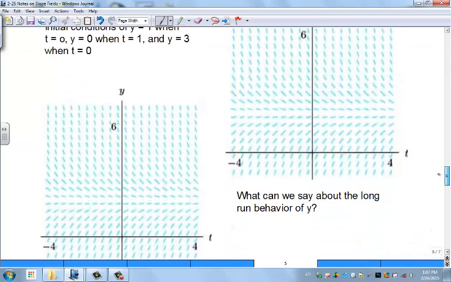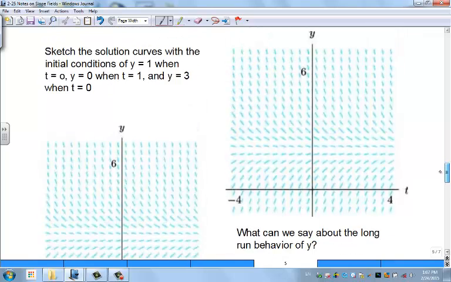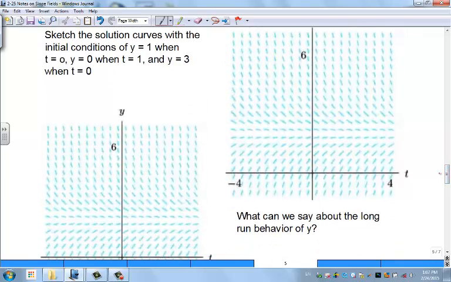Now, these are sketches, and I know there are some of you who really loathe when things cannot be done exact, okay? And with these slope fields, you sort of have to guesstimate where you're going. You have to follow the path of the line. First one says, sketch the solution curve with the initial conditions of y equals 1 when t equals 0. What does that solution curve look like?